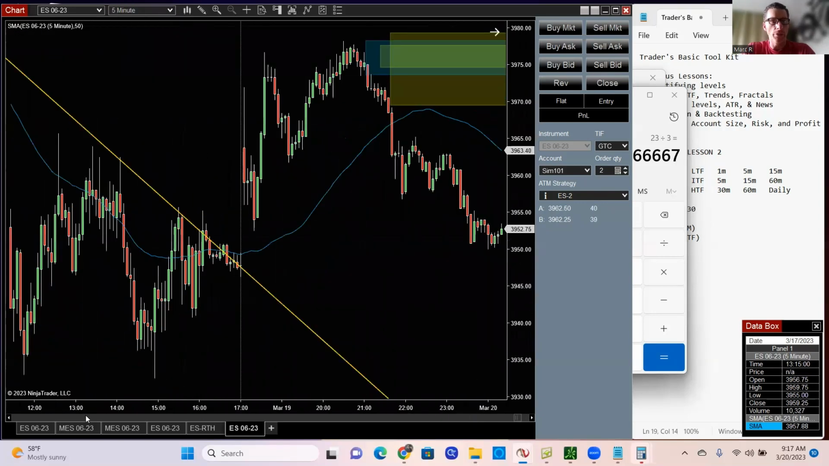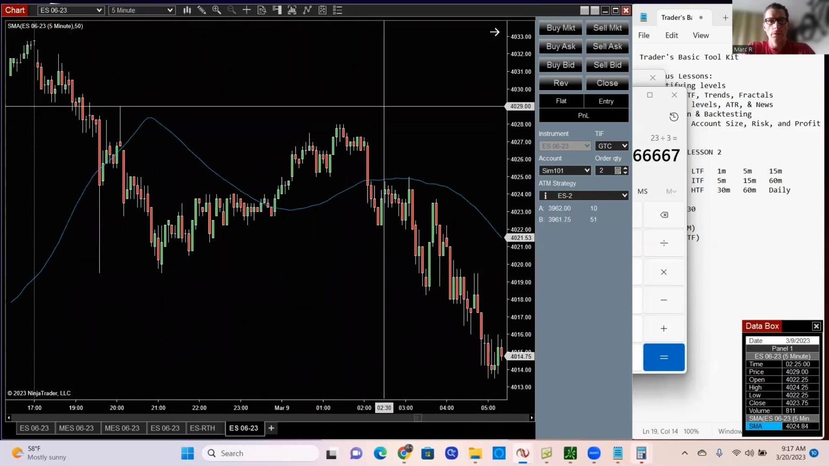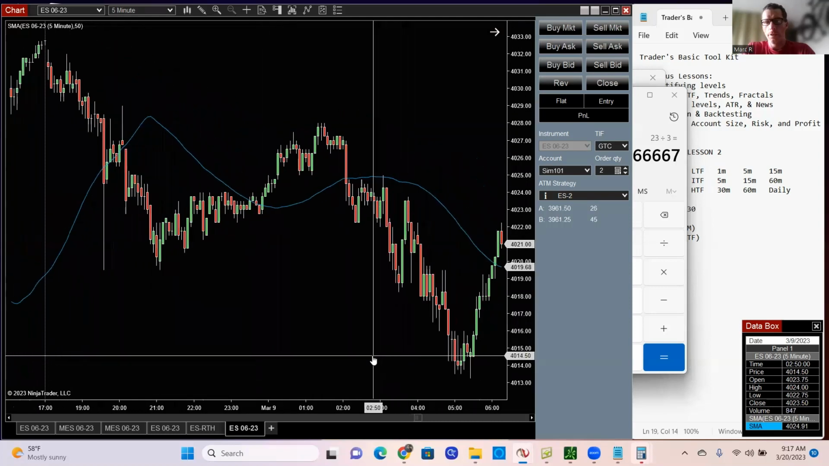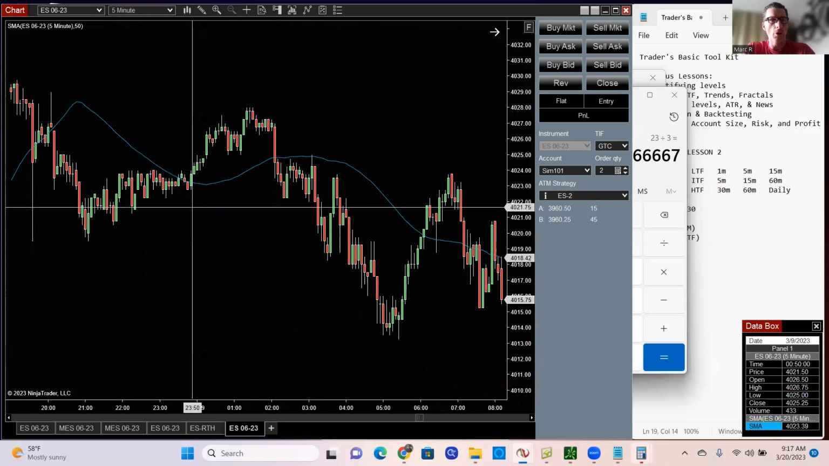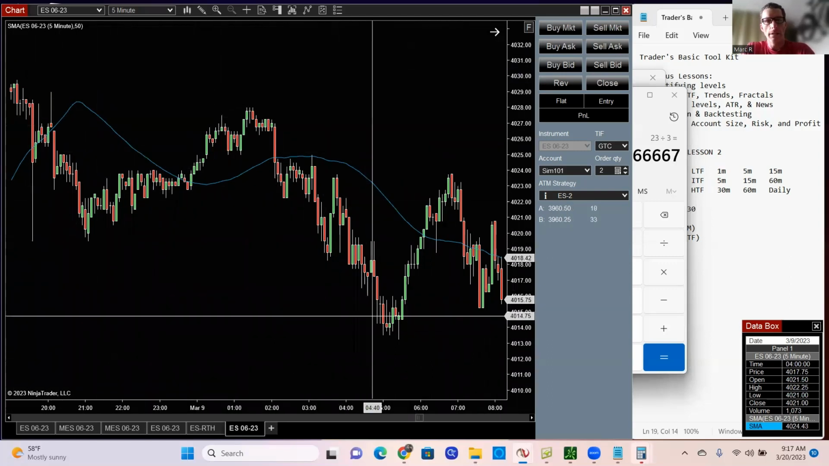Although we are talking about using 5 minute for trend. So let's go here. And here's 8 in the morning. Right there. Great. 8 in the morning, whatever day this is, March 9th. Your 5 minute is in a downtrend. Okay. Lower high, lower low.